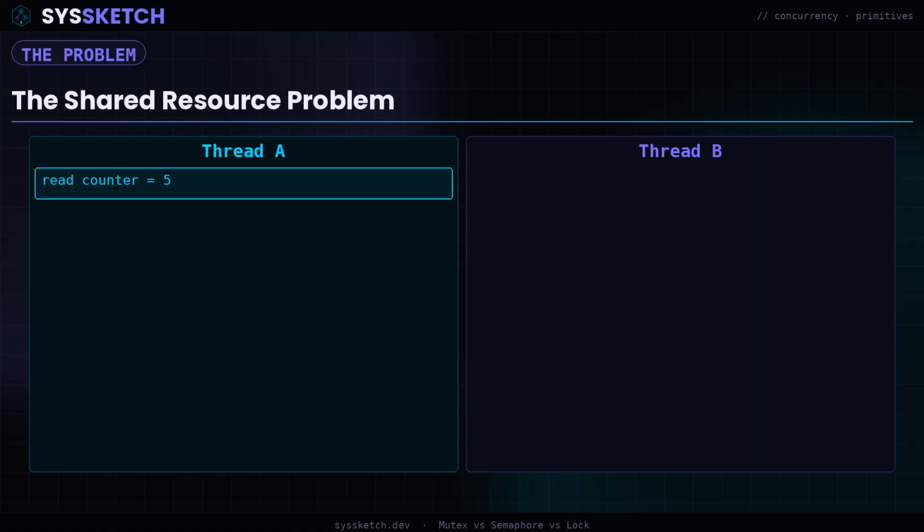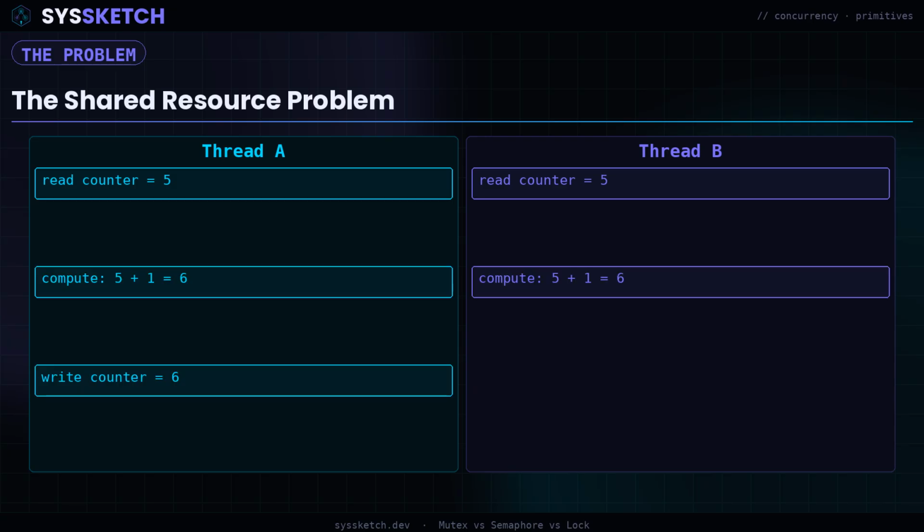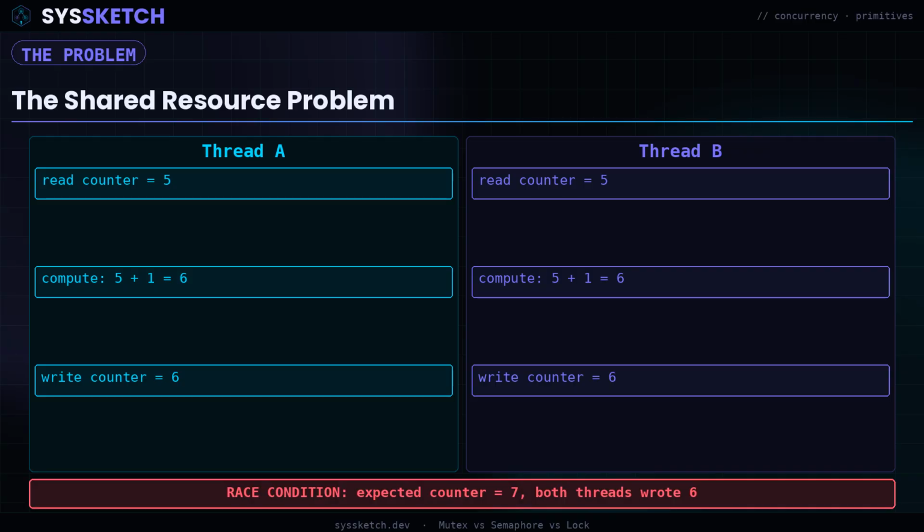2 threads, 1 shared counter. Thread A reads the value, gets 5. Thread B also reads the value, also gets 5. Thread A computes 5 plus 1 and writes 6. Thread B computes 5 plus 1 and also writes 6. The counter should be 7. It is 6. Nobody threw an exception. Nobody logged an error. The data is just silently wrong.